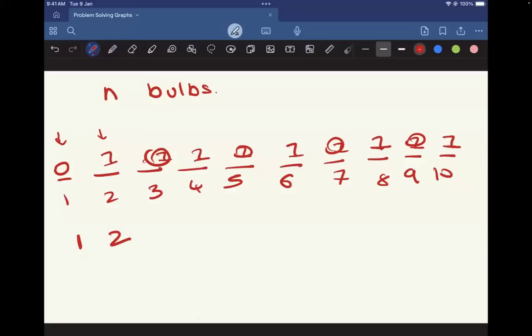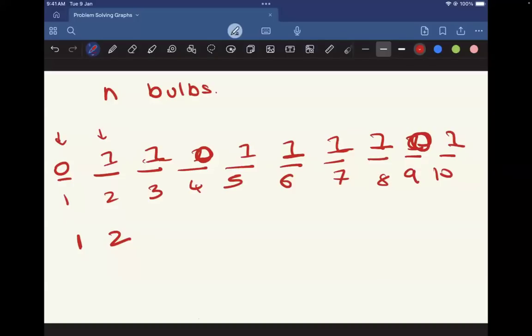Now let's do it for 3. When we do it for 3, 3 would become 1, 6 would become 0, 9 would become 1. All right. Now let's do it for 4. When you do it for 4, 4 becomes 0, 8 becomes 0. Let's do it for 5. 5 becomes 1 and 10 becomes 0. Now let's do it for 6. 6 becomes 1 and nothing else. Now this becomes 1, this becomes 1, this becomes 0, and this becomes 1. Yes or no, guys? This is what the state of the bulbs would be in the end.